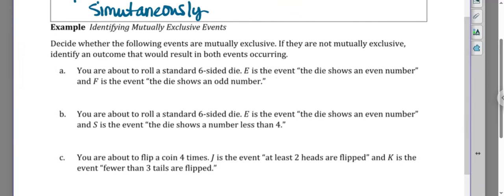So you're about to roll a standard 6-sided die. E is the event. The die shows an even number. F is the event. The die shows an odd number. Can those two occur at the same time? No. So that would be considered mutually exclusive.